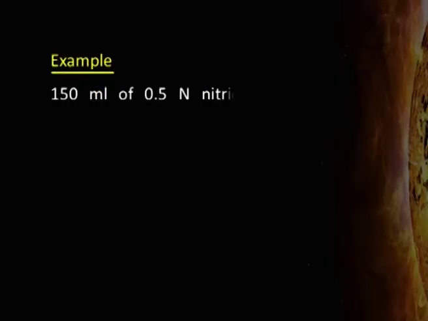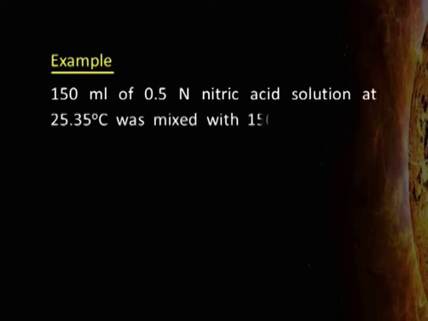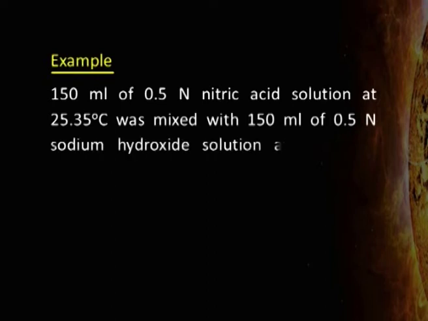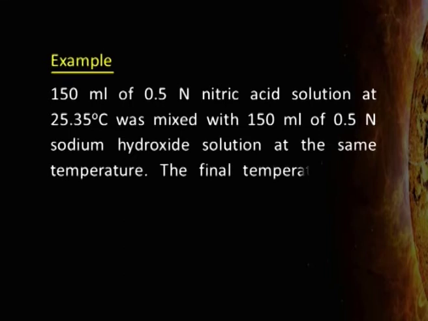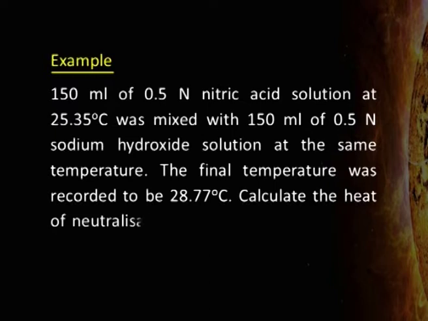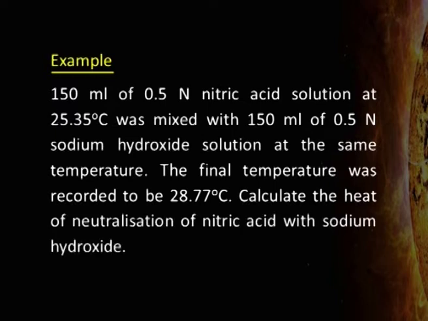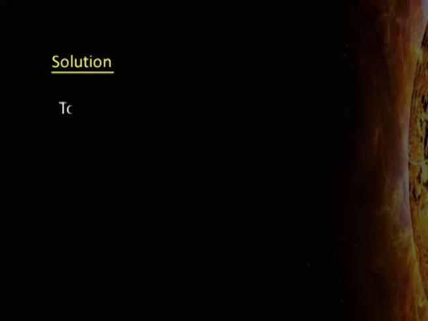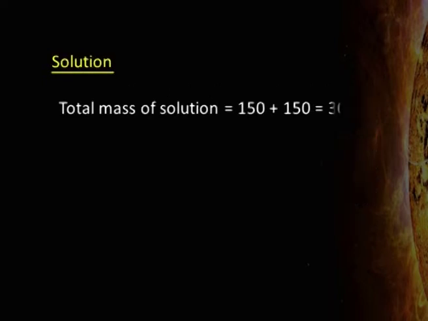150 ml of 0.5 normal nitric acid solution at 25.35 degrees Celsius was mixed with 150 ml of 0.5 normal sodium hydroxide solution at the same temperature. The final temperature was recorded to be 28.77 degrees Celsius. Calculate the heat of neutralization of nitric acid with sodium hydroxide. Now the total mass of the solution will be equal to 150 plus 150, which is equal to 300 grams.